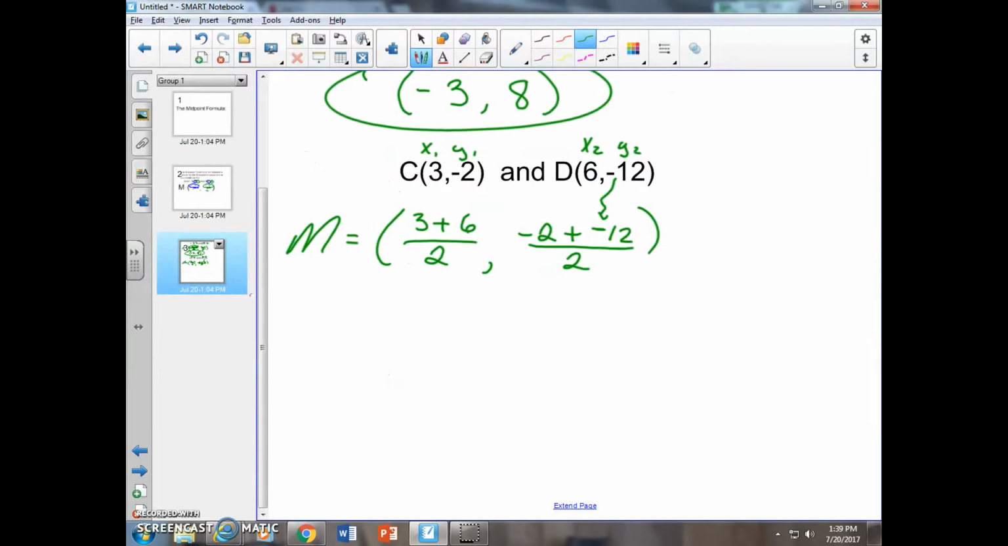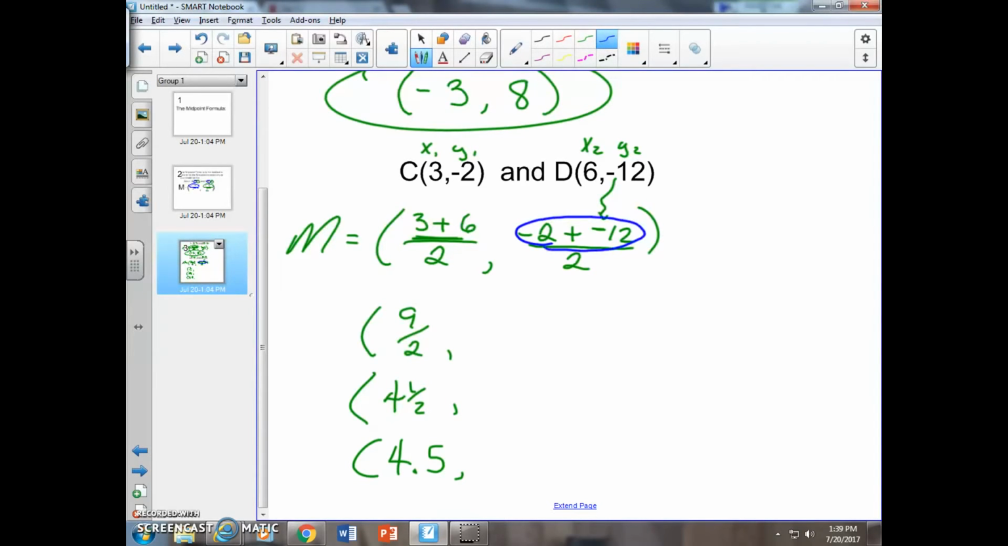In this case, 3 plus 6 is 9, and 9 divided by 2 is 9 over 2. You could also say 4.5, depending on what your teacher prefers. Negative 2 plus negative 12 is negative 14. Divided by 2 is negative 7. So one of those 3 answers would be how your teacher would like to have it.